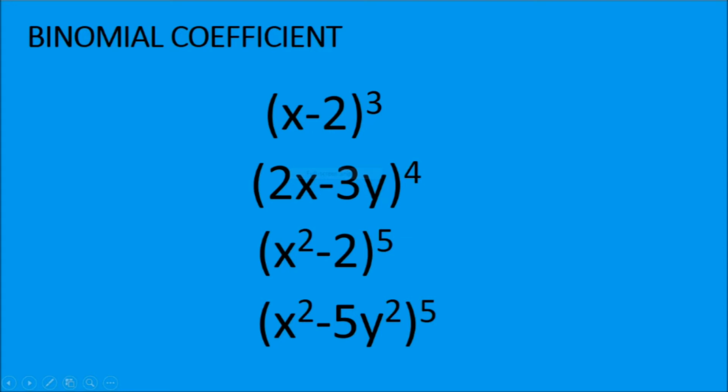Because of the term binomial, there are two terms inside the parentheses. Like for example, in x minus 2, x is the first term and 2 is the second term. Other than that, another example is 2x minus 3y. 2x is the first term and 3y is the second term.